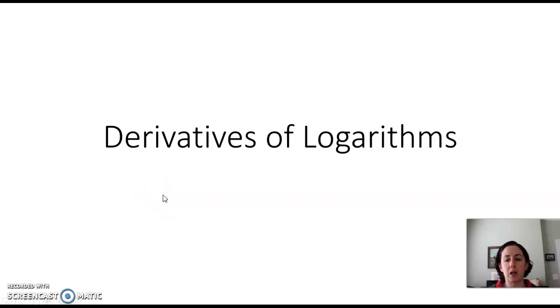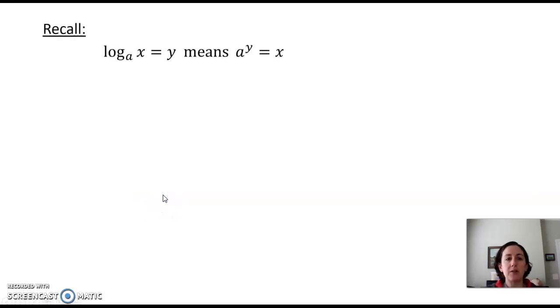Let's talk about derivatives of logarithms. So if you recall, when we have log base a of x equals y, that means that a raised to the y is equal to x. The base of your logarithm is the base of the exponential expression. Your logarithm is equal to an exponent. So this logarithm gives you that exponent of a. And what you're taking the logarithm of is the result of taking a raised to that exponent y.